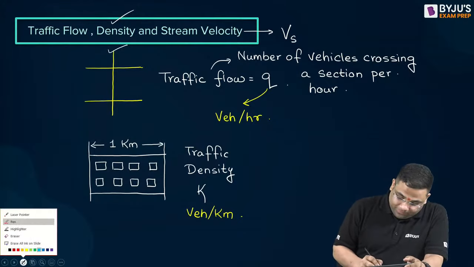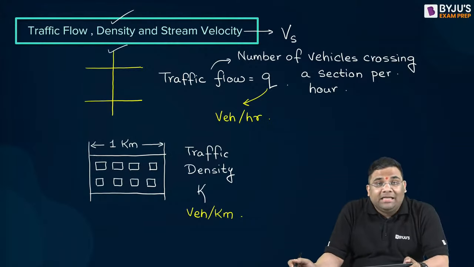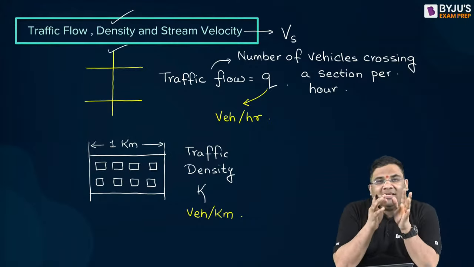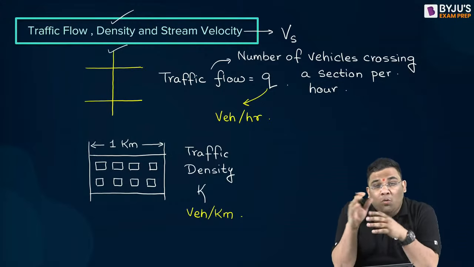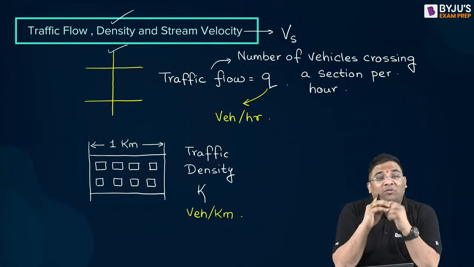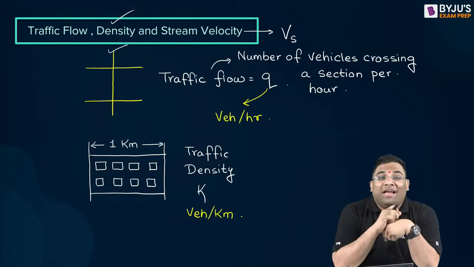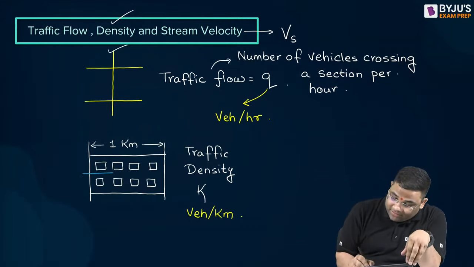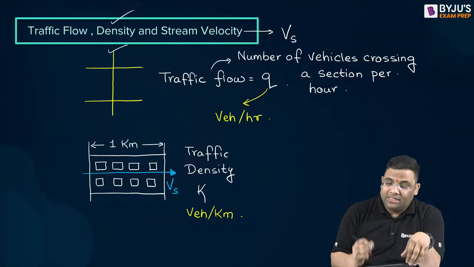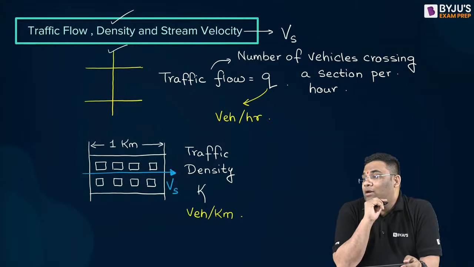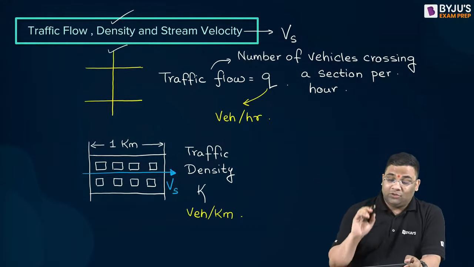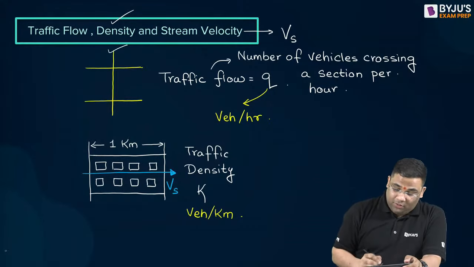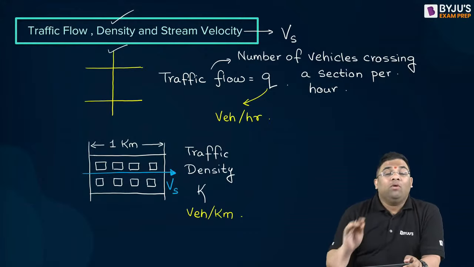Now, all these vehicles can be considered as a flow. Like a flow of water, there is a flow of vehicles, right? And if we take the average velocity of all these vehicles, I'll call that the stream velocity. So I can say that we have three terms now: K, Q, and VS.